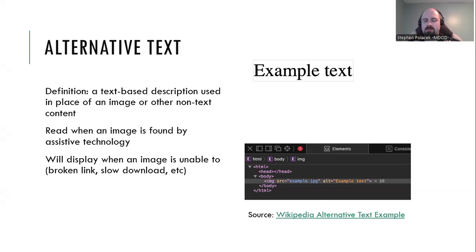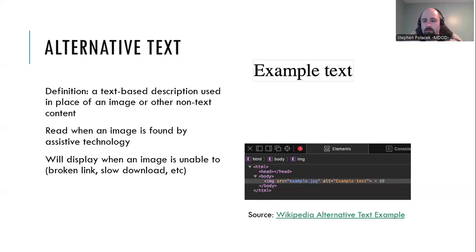So multiple uses. Example on screen here is pulled from the Wikipedia alternate text example. And it is an image that is actual text. And then below it is the inspect window from a browser. In there, you see the code for HTML. It's the image, its source, which is example.jpg, and then the alt tag, or alt attribute, sorry, that has the content example text, because the picture is showing text saying example text.